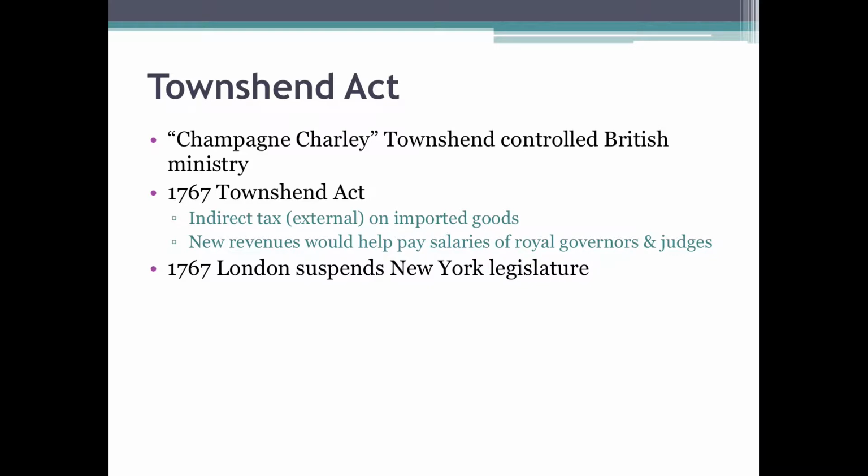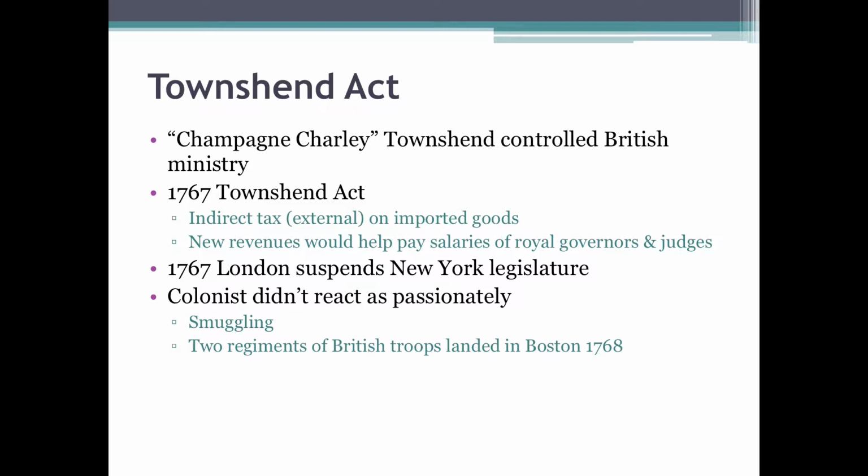He also suspends the New York legislature, their assemblies. They're not allowed to meet anymore and come up with their own different laws. So he takes that right away from New York. Like I said, the colonists do not react quite as passionately to these laws because, again, it's too easy to smuggle. However, Charlie wasn't done.